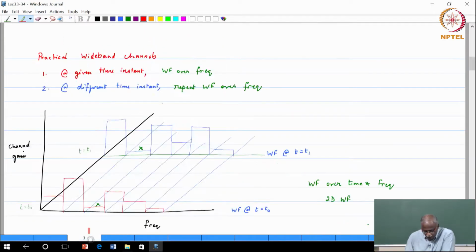That was the observation. Now, since it is a wideband channel and it is time varying, it is not going to be constant at different instants of time. So, if you think of the channel gain on the y axis, frequency on the x axis, and then a third axis which represents time, the third direction. So, time t equal to t naught, t equal to t1, and you can see I have just shown you two slices.